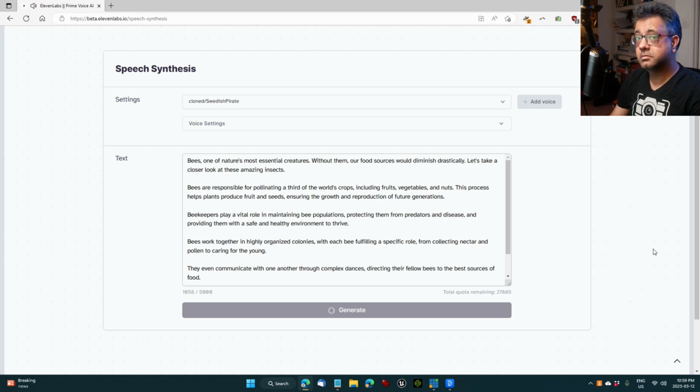Bees, one of nature's most essential creatures. Without them, our food sources would diminish drastically. Let's take a closer look at these amazing insects. Bees are responsible for pollinating a third of the world's crops.